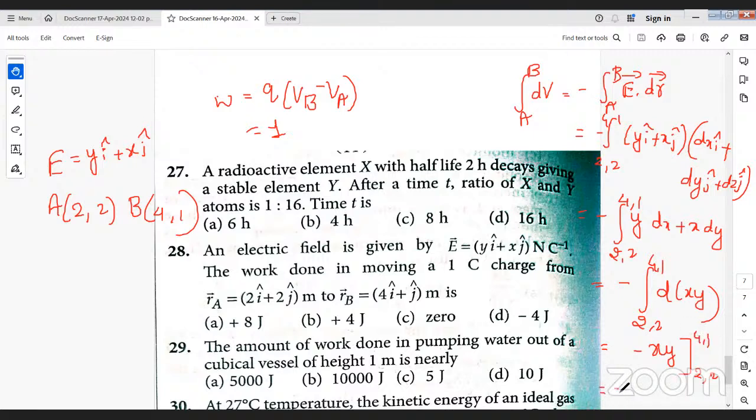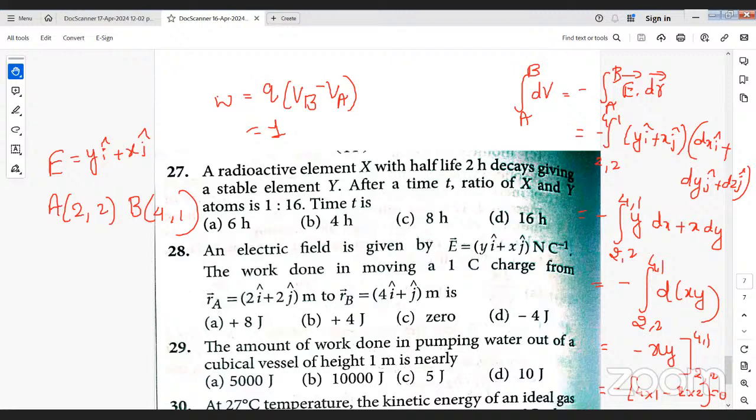So what we can do is keep the minus outside. 4 into 1 minus 1 into 4 into 1, and here it is 2 into 2. This is equal to 0.